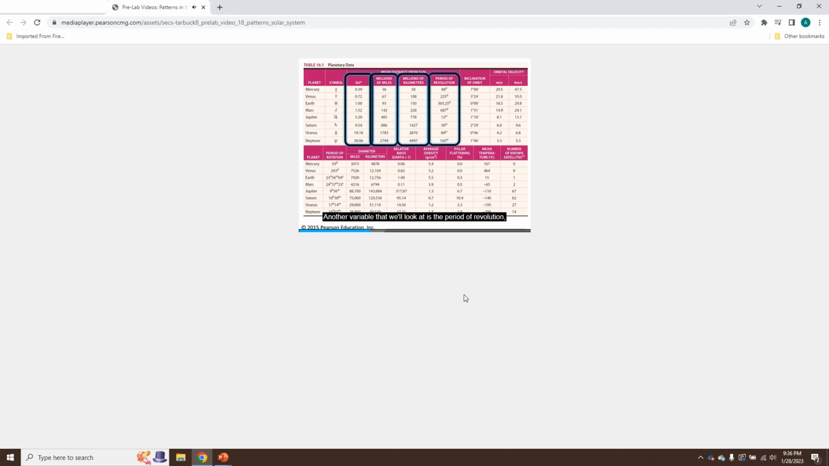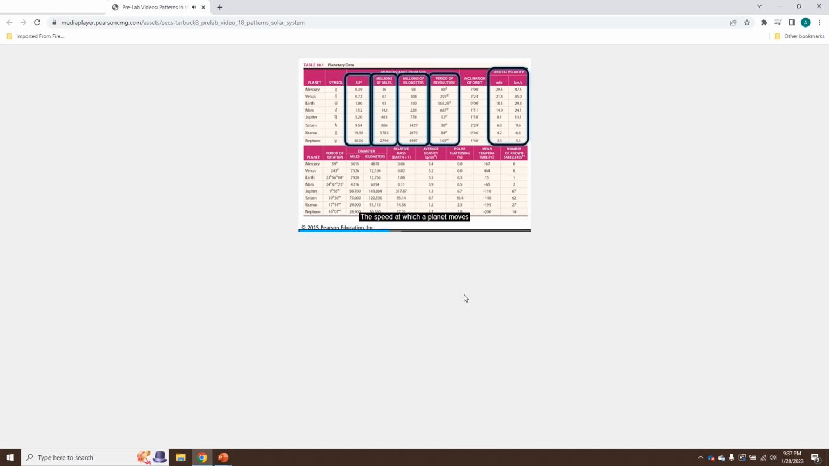Another variable that we'll look at is the period of revolution. This is how long it takes for that planet to go around the Sun. And you can see there for Earth, that's 365.25 days. So that's why we have 365 days in a year, except every 4 years, those 0.25s add up, and we have a leap year, which has 1 extra day in it. These are all calibrated for the Earth. So where Mercury says 88 days, that's 88 Earth days. And where Uranus says 84 years, that's not Uranus years, that's 1 Uranus year, and it's 84 Earth years.